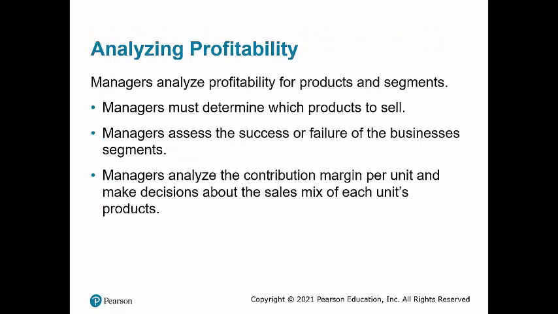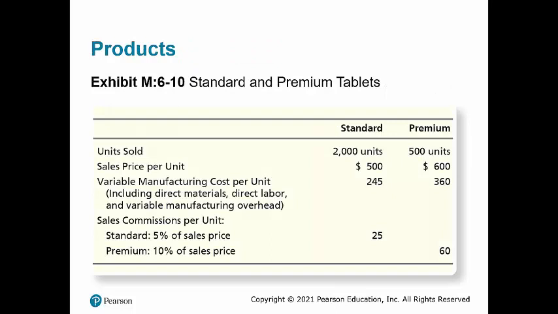First, they have to determine which products to sell, and they also have to assess the success or failure of business segments. Managers can analyze the contribution margin per unit to make decisions about the sales mix of each product. This exhibit shows the information for Smart Touch Learning's two tablet computer models, Standard and Premium. Notice that the Premium model, which has several superior features and costs more to manufacture, sells at a higher price. The cost data for both models is provided on this slide.